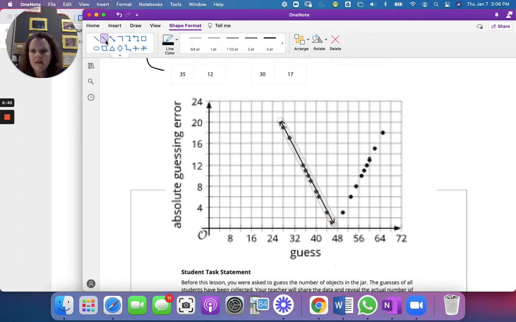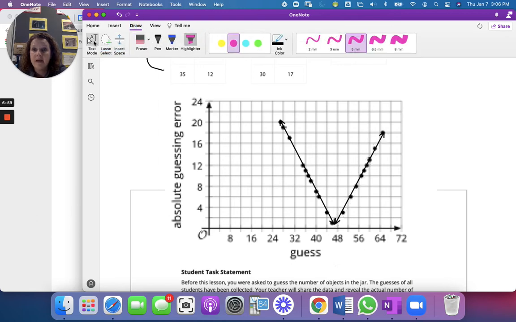Insert a line, and we're going to insert another line. Okay, some of you may recognize what this looks like, what type of function it is, what type of graph, what type of parent, etc. But we'll talk about that in a minute. So right now, what do you notice? What did I say the solution was?